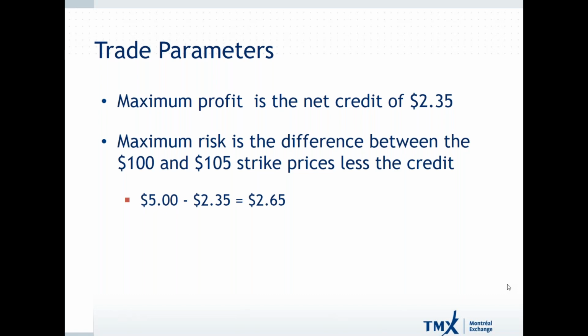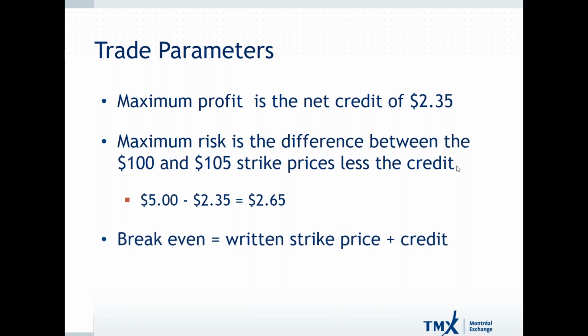Maximum risk is the difference between the $100 strike and the 105 strike prices less the credit. So your maximum risk on this trade would be $2.65. Our break-even point on this is the written strike price plus the credit. So in other words, as the shares trade above 100, if we need to close the position, we're now starting to give back, or required to give back, a portion of our premium, right? So as long as the shares stay below 102.35, which is the credit that we've received, then we are essentially at a small profit or break even.